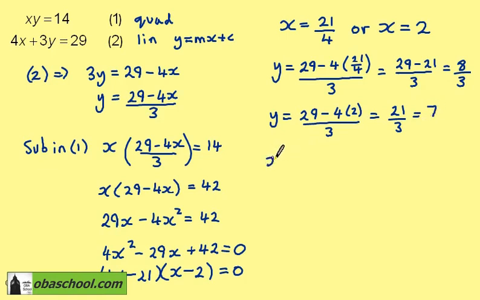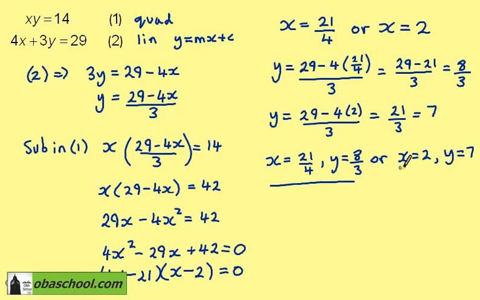So our solutions are x is 21 over 4, y is 8 over 3, or x is equal to 2 and y equals 7, and of course these should be checked in the original equations.